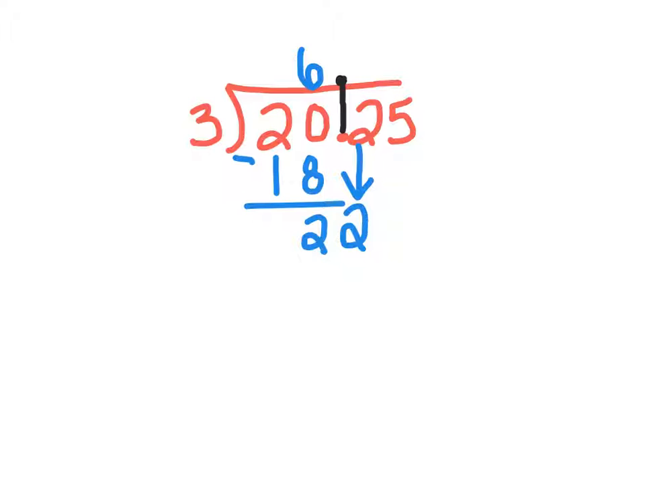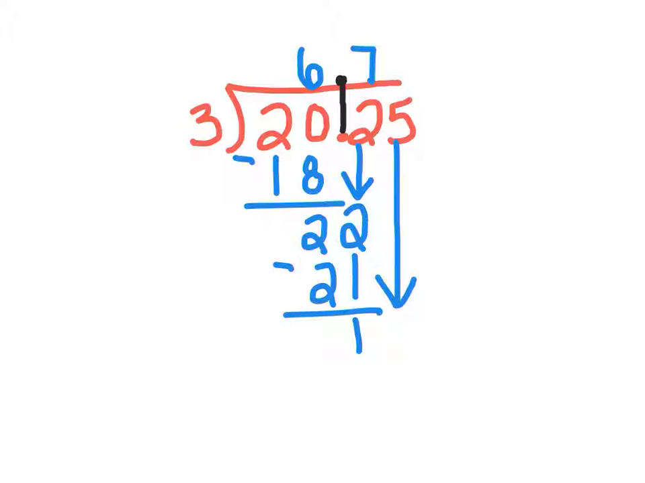3 is going to go into 22 this time. We know 3 can go into 22 7 times. 3 times 7 is 21. We subtract, and we get 1. We have another value to bring down, and we have a 5 there. 3 will now divide 15. 3 can go into 15 5 times.